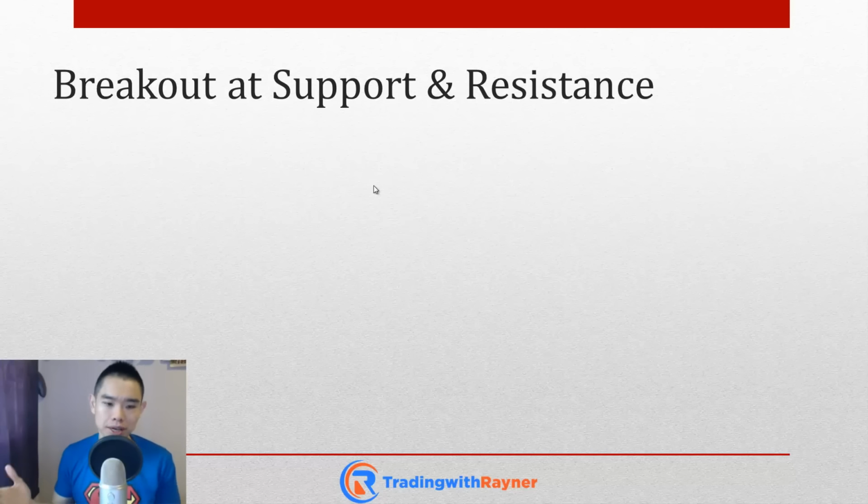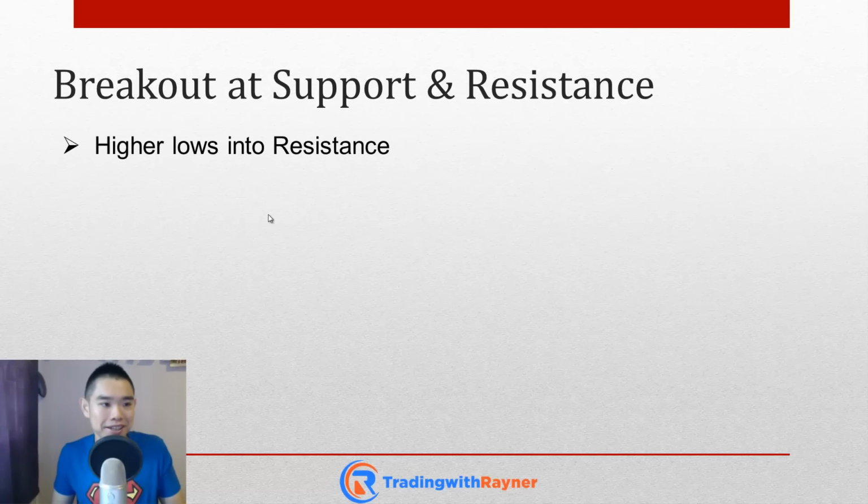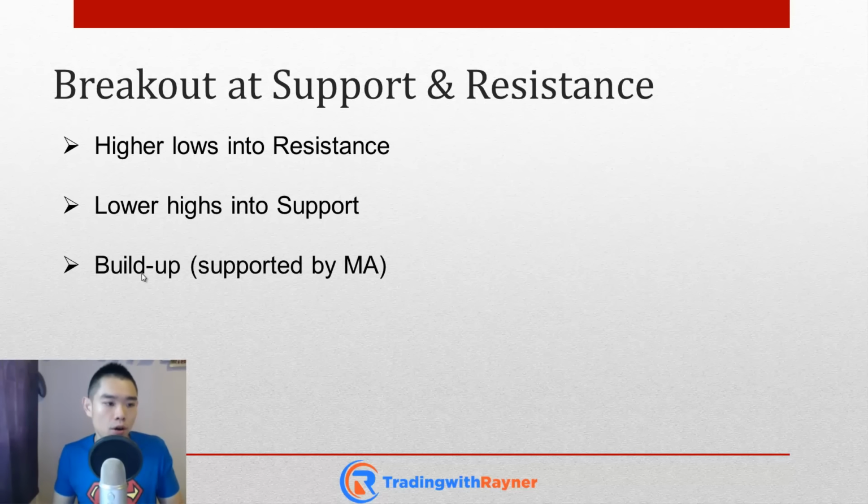Okay, moving on. When do you trade breakout at support and resistance? This is actually pretty much the opposite of what you just learned earlier. So you know that the price is likely to reverse at support and resistance when you have a power move into market structure and a price rejection. When you are looking at it from a breakout standpoint, you don't want to see a power move into market structure. What you want to look for is possibly higher lows into resistance, looking somewhat like an ascending triangle, or lower highs into support, somewhat like a descending triangle, or a build up that is typically supported by a moving average.